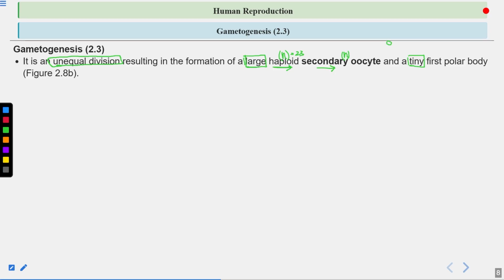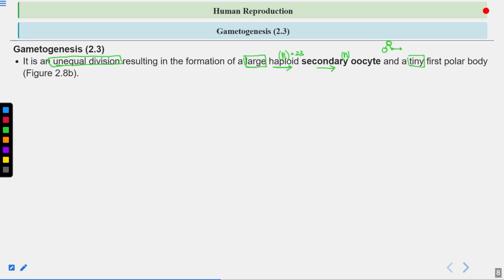Okay. If this is the primary oocyte, from this a large secondary oocyte is formed and a small first polar body is formed. This polar body usually degenerates. Sometimes it can divide by mitosis, but then the resulting cells also degenerate.